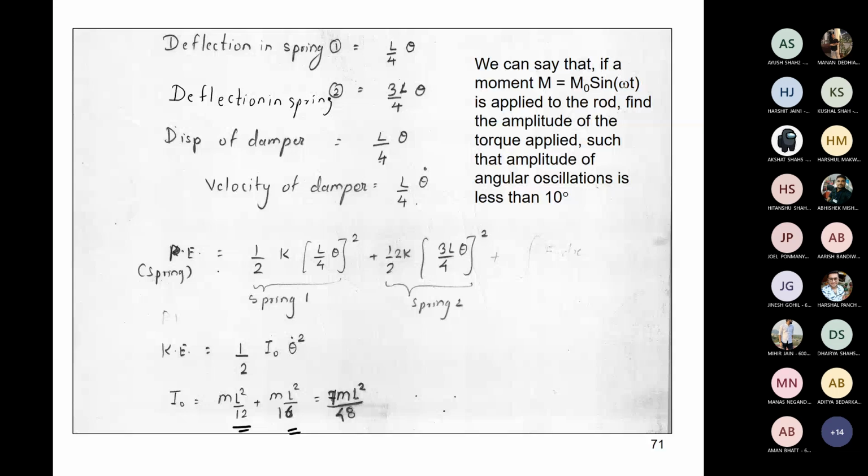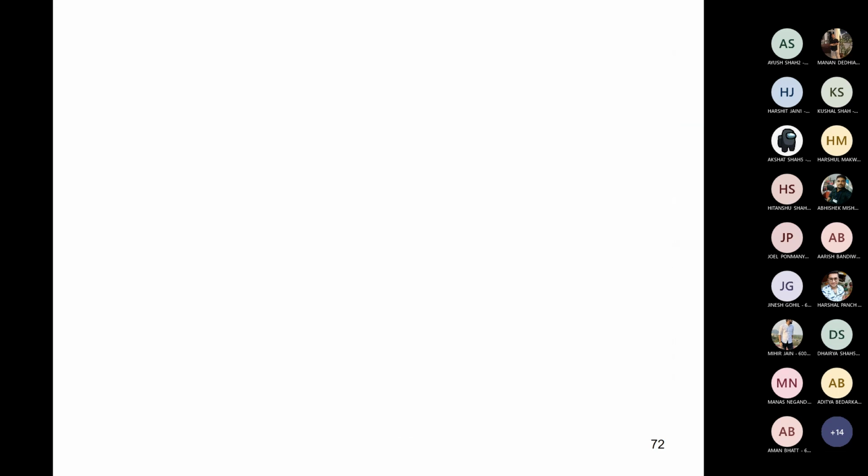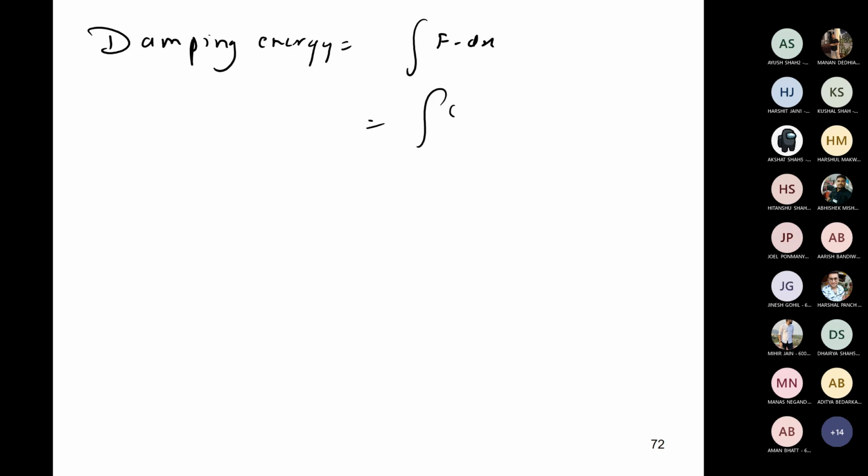Okay, so now we have your potential energy, kinetic energy, and in addition to that, what is missing in here is the damping energy. That is also a potential energy. So that is F into dx. So that is equal to C x dot into dx, and x dot is the speed of damper. That is equal to L by 4 theta dot, and x is L by 4 theta.